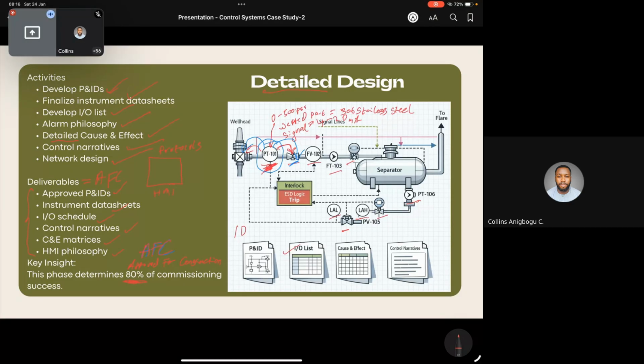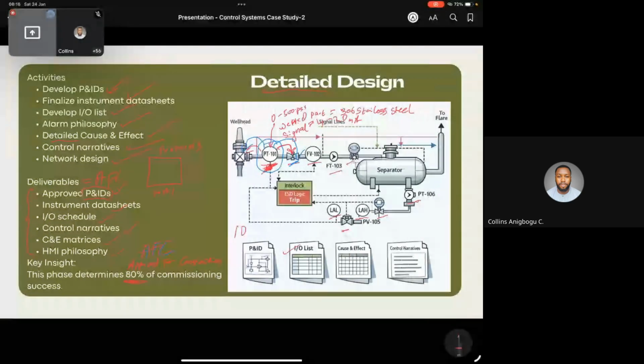Right. So someone said I should explain the deliverables again. P&IDs, piping and instrument drawings, right? So the P&IDs are the drawings that represent, what you are seeing on the screen, this image you are seeing on the screen is essentially a P&ID, right?